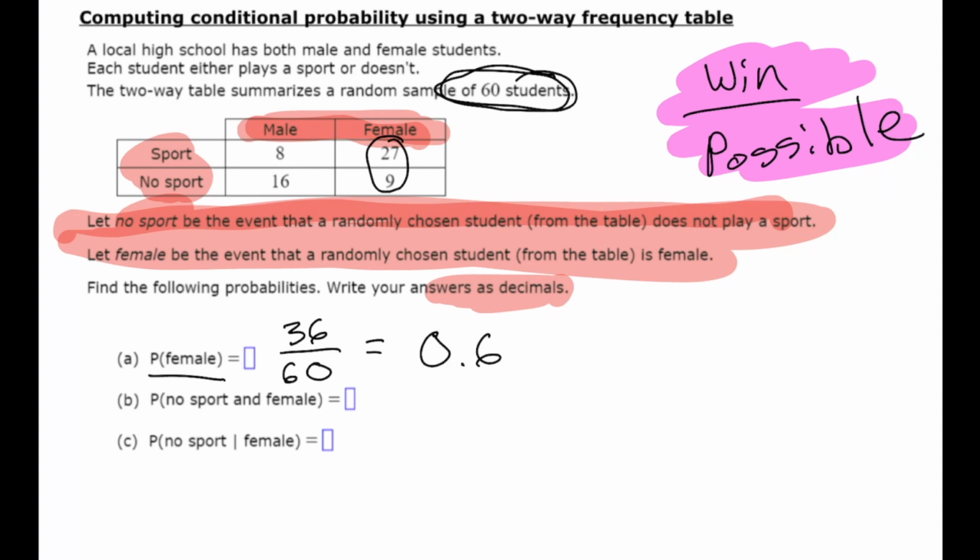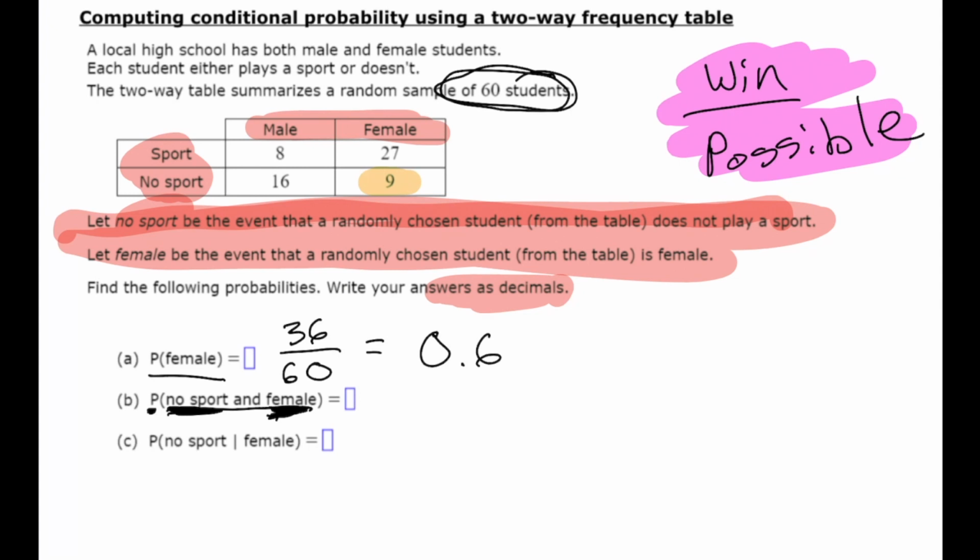It says now we need, and by the way that these are written, this little p here is probability. And what's in parentheses is the probability of what's happening here. So for this one, we need the probability that the person that we select is a no sport person, doesn't have a sport, and is a female. So we need both of those things. Well, how many people in our table don't play a sport and is a female? That's going to be right here.